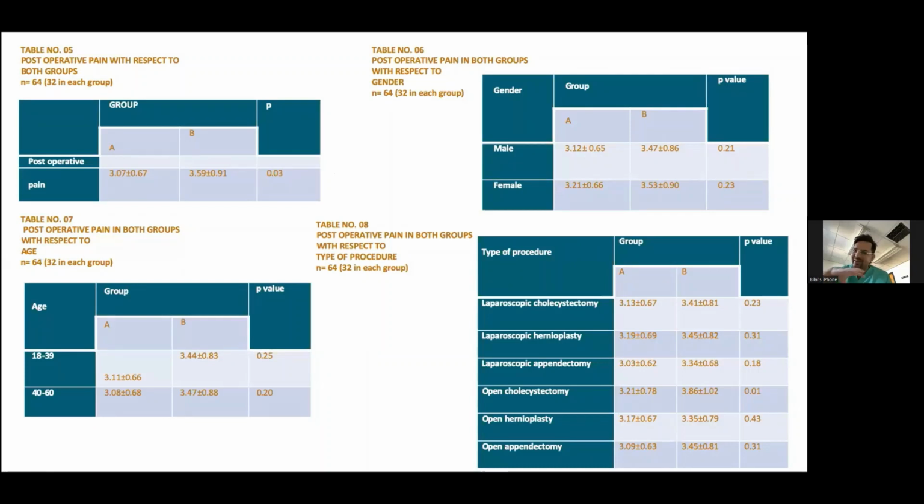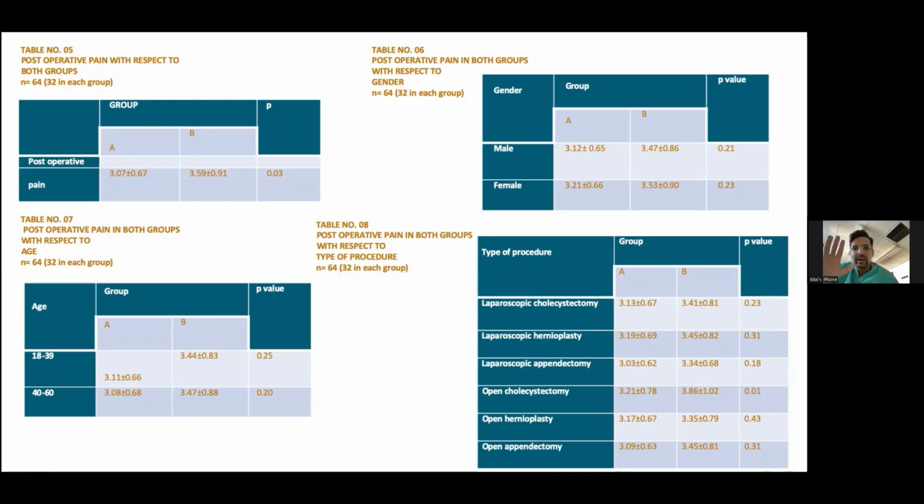So this slide has a lot of data, so I'll go one by one, because it is showing the value of pain on an analytical score. So table 5, you can see post-operative pain with respect to both groups. Very important. Group A is 3.07 plus minus 0.67 as compared to group B, which is 3.59, and the p-value is 0.03.